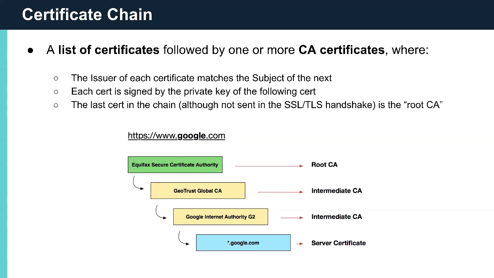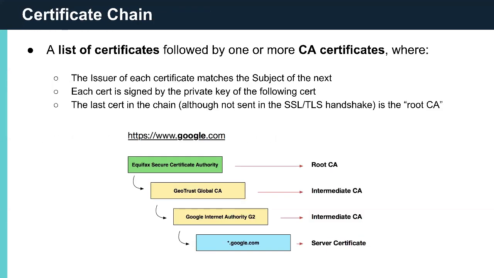So a certificate chain is what you could probably guess, being a list of certificates. It has your server or peer certificate, followed by one or more intermediate CAs, followed lastly by your root CA. The issuer of each certificate matches the subject of the next certificate. Each certificate in the chain is signed by the private key of the one before it. And the last cert in the chain is called the root CA. Typically, this is not sent as part of the TLS handshake, but you need to load that into your client or endpoint to correctly verify the certificate chain.